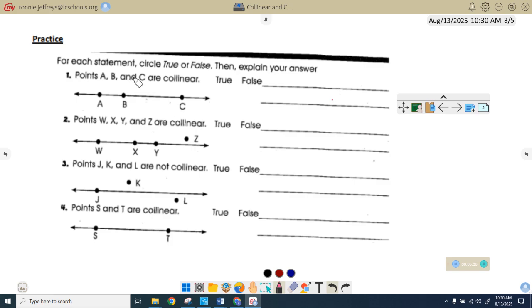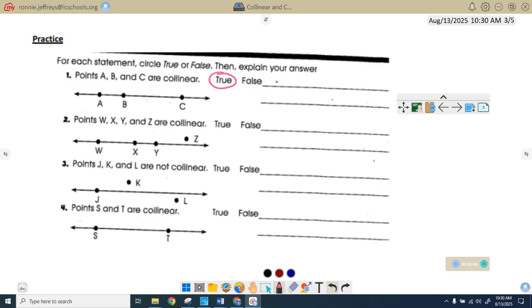All right, so we're going to read the directions. That could be kind of crazy, like if we have a check on learning. For each statement, circle true or false, then explain your answer. All right, so it says points A, B, and C are collinear. Are they on the same line? So this would be true.